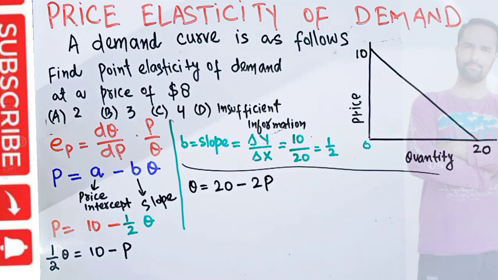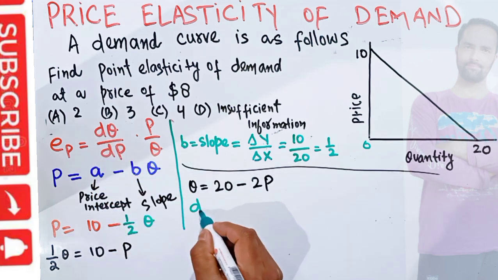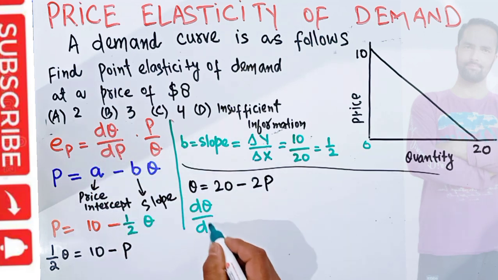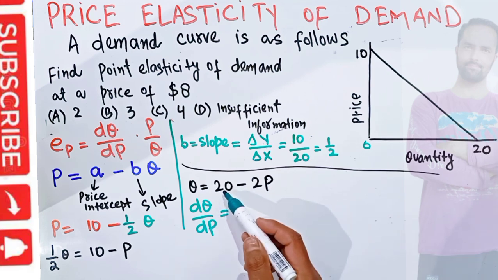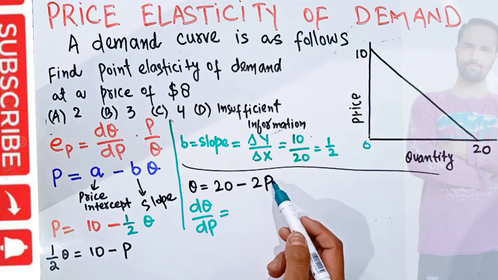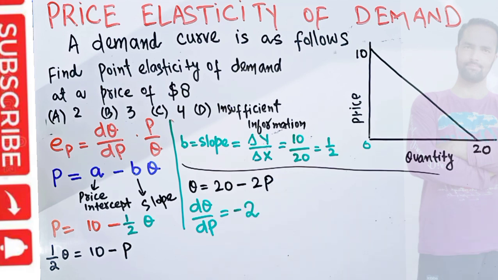Now we are in a position to find out this dQ upon dP. So dQ upon dP means the derivative of this demand function with respect to price. Derivative of a constant is 0. Derivative of P is 1 here in the second term. So we are left with minus 2 here.